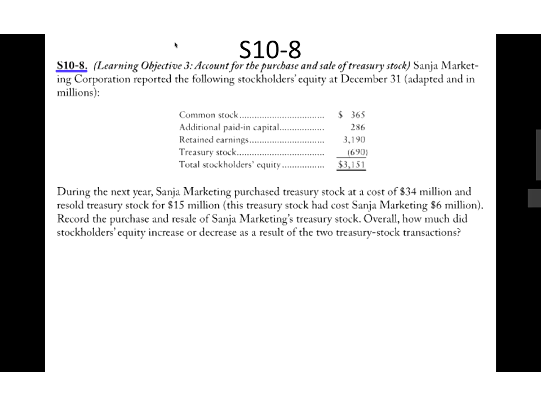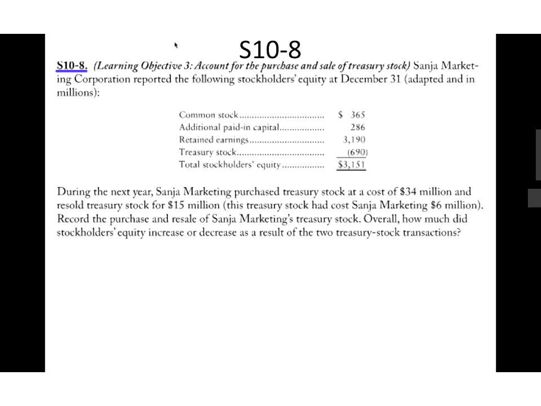Okay, so that brings us to one of the homework problems for today. On Monday, we had talked about treasury stock, and treasury stock, again, is when we buy our own stock back. And when we buy our own stock back, it reduces stockholders' equity. This exercise tells us the components of this company's stockholders' equity, and then it tells us that during the year they purchased treasury stock and resold it, and we're supposed to record the purchase and the sale. So we're going to do that.